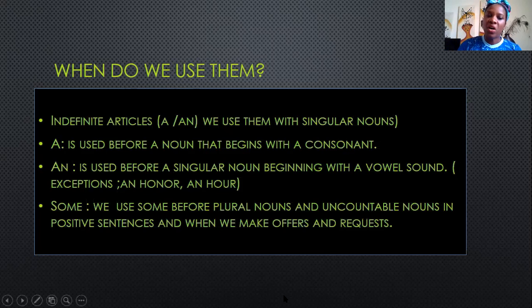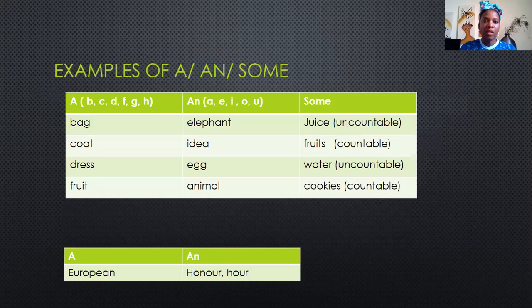Okay? We also use some when we want to make offers, like, would you like some help? Would you like some coffee? And we also use it when we make requests. For example, can I have some juice, please? Or can I have some of that thing that you're eating, for example? Let's continue. Now, here are some more examples of when we use a, an, and some.